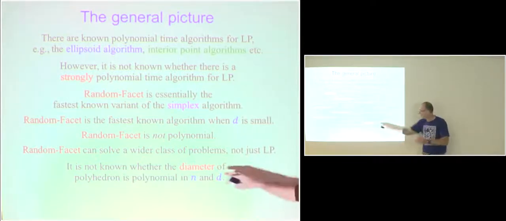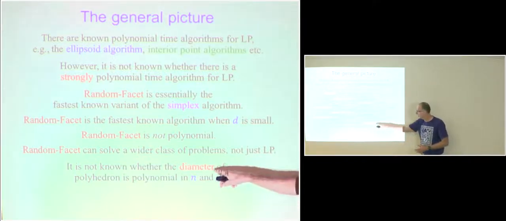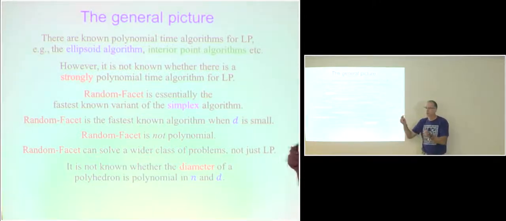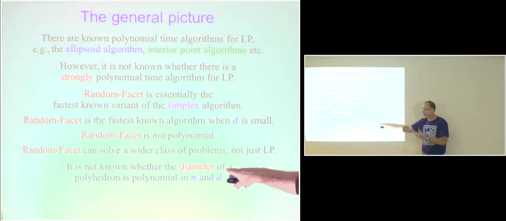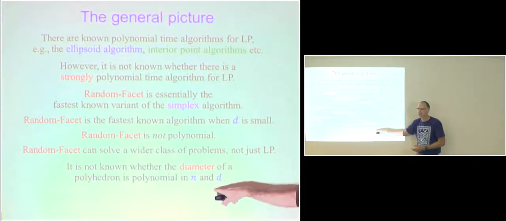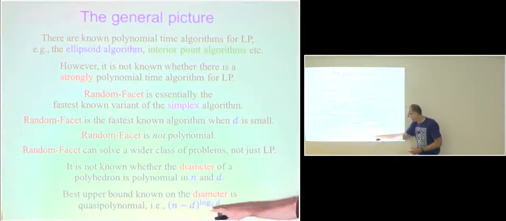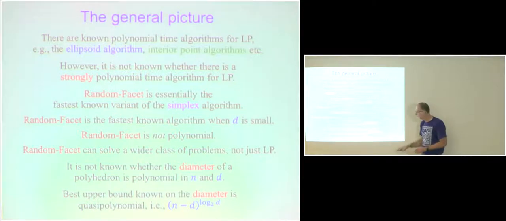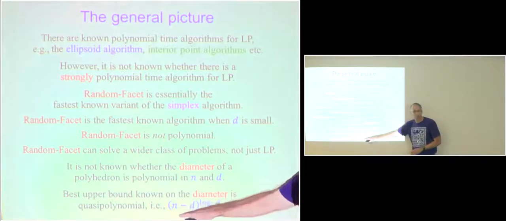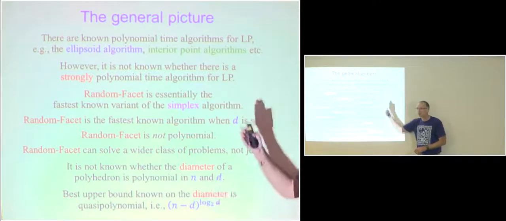Note that this is essentially what is called the diameter: what is the maximum shortest distance between two vertices on a polytope? This is really a major combinatorial open problem. It's widely conjectured that the diameter should be polynomial in n and d, but no proof is known. The best upper bound on the diameter is currently n minus d to the log d. This is quasi-polynomial, and it essentially arises from the first strange recurrence relation that we saw.